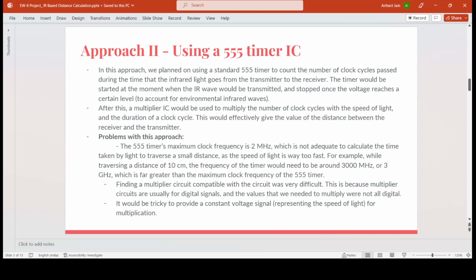The problem we faced in this approach was the 555 timer's working frequency is 2 megahertz, which is too low for the domain we are working in, and it requires around 300,000 megahertz or 3 gigahertz, which was not even possible by a 555 timer IC. The other issue we faced was that the clock frequency required a similar counter IC which can work at these frequencies, which was not available or not entirely possible from our research. Finding a multiplier compatible with the circuit was very difficult since we needed to multiply some constant at each step of the circuit, like the speed of light, the time duration of each pulse, etc., which proved to be quite difficult.